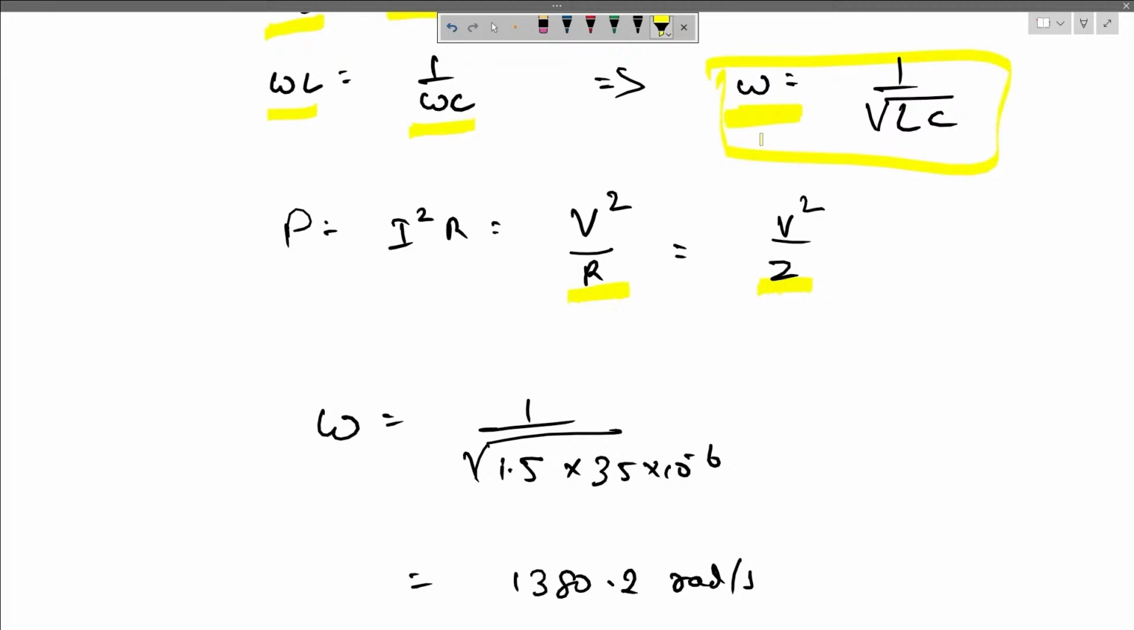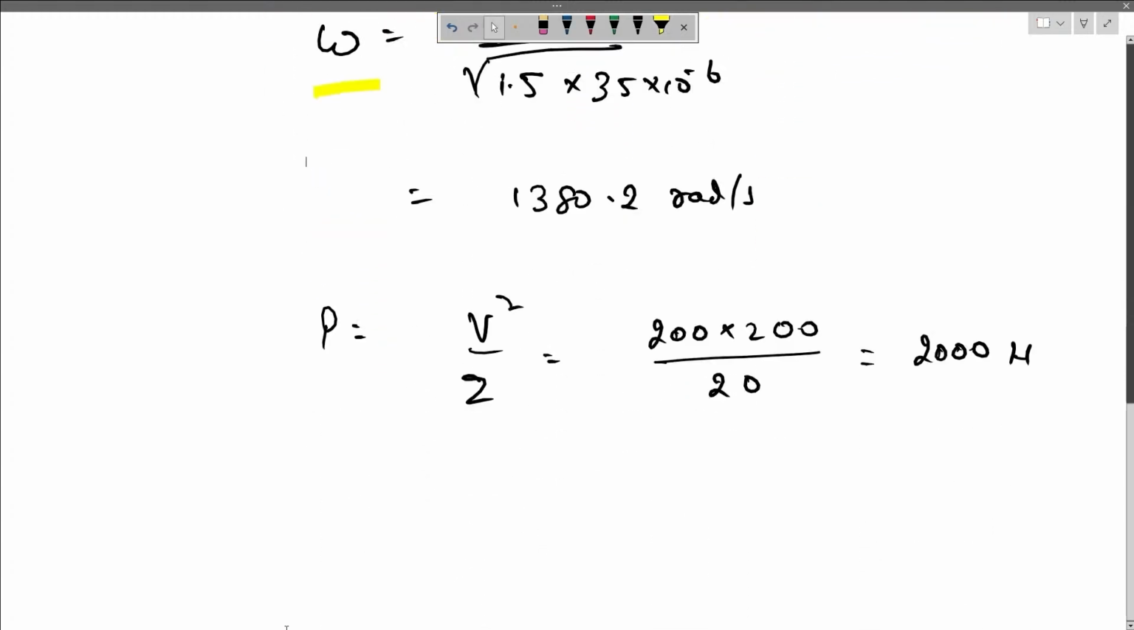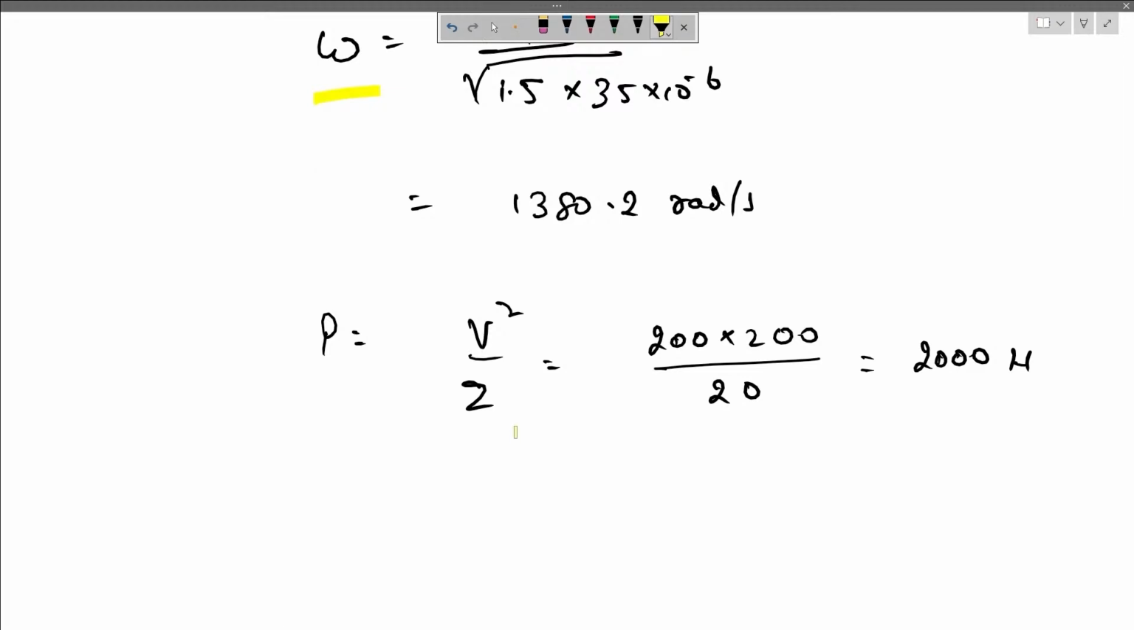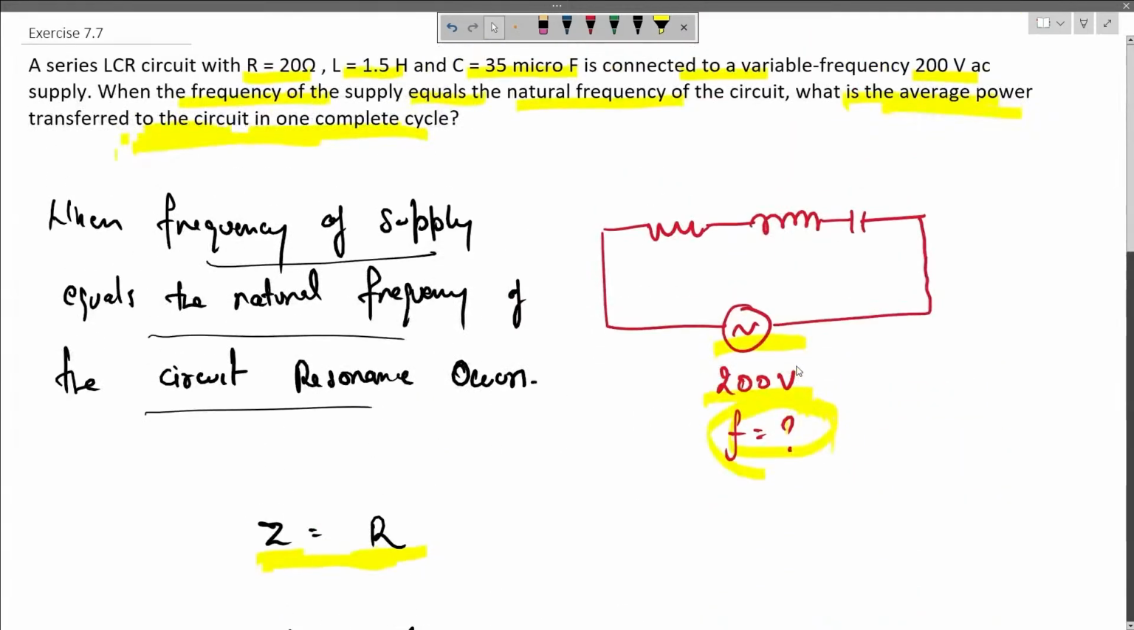Now upon using this formula for omega, we will find the value of the resonance frequency to be about 1380.2 radians per second. And for power, we can use the formula V square by Z. Since this is the given quantity, 200 volt, and Z is equal to the resistance, that is 20 ohm, we will get a value of 2000 watts. So at resonance in this LCR circuit, the average power transferred to the circuit in one complete cycle is going to be 2000 watts.